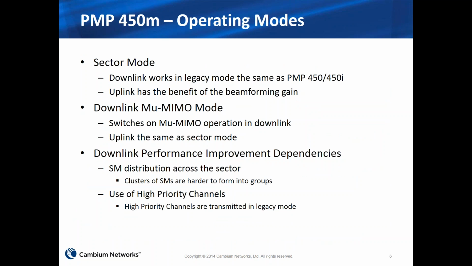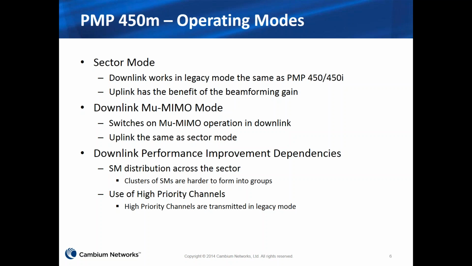So we can plan the PMP 450M in two ways. In sector mode, the downlink uses the same capacity algorithm as the PMP 450 and PMP 450i, i.e. we're just serving a single SM at a time, and for PMP 450M we're calling this the legacy mode. Any changes you see in downlink performance between PMP 450, 450i and the 450M are due to changes in the antenna pattern or EIRP levels.